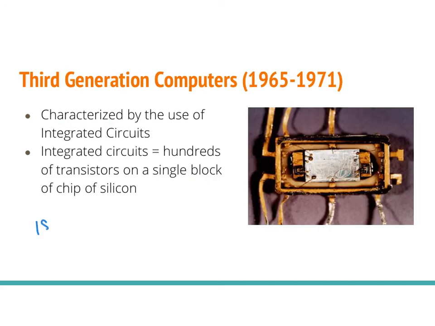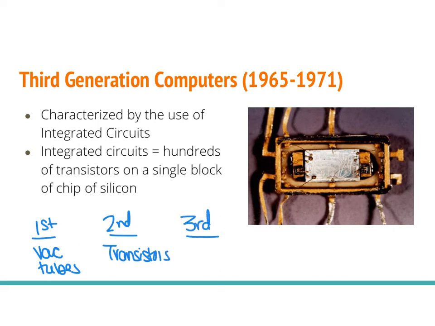Now, whereas the first generation of computers was characterized by those vacuum tubes, and the second generation of computers was characterized by transistors, this third generation of computers is characterized by what are called integrated circuits. Essentially, all an integrated circuit is, is a silicon block that consists of hundreds of transistors. So in the third generation of computers, in the mid-60s to early 70s, we were finally able to put hundreds of transistors on one silicon chip.